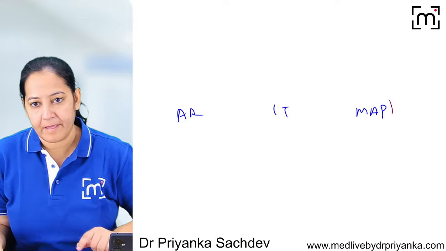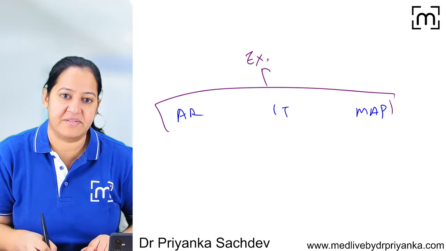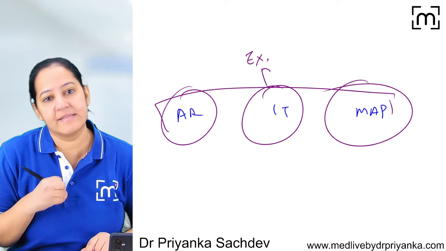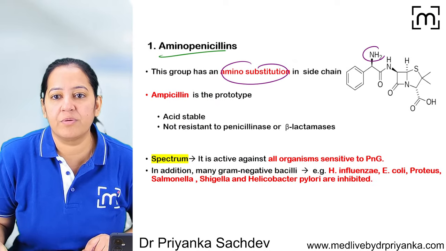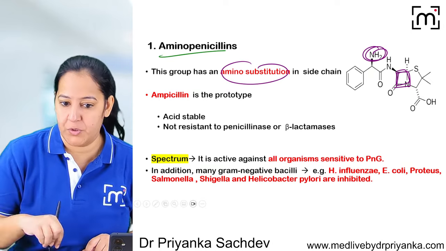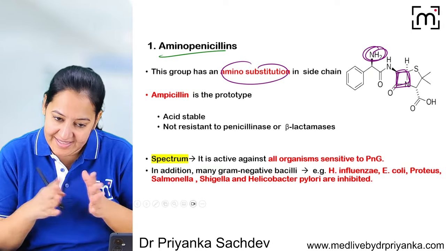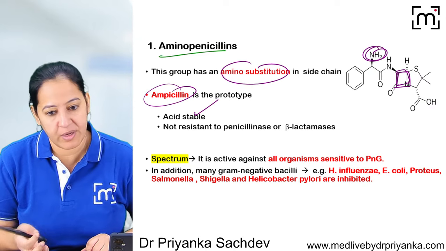These are all the antibiotics which have extended spectrum. They come under extended. This is amino, this is carboxy, this is ureido. So let's start with amino. They have an amino group. They have a beta-lactam ring, but they have an amino group also. So that's why they have extended spectrum. Ampicillin is the prototype here. They are also acid stable. You can give the tablets.